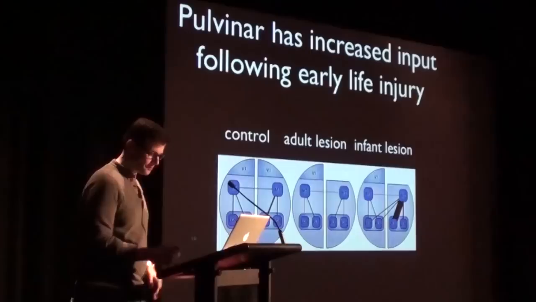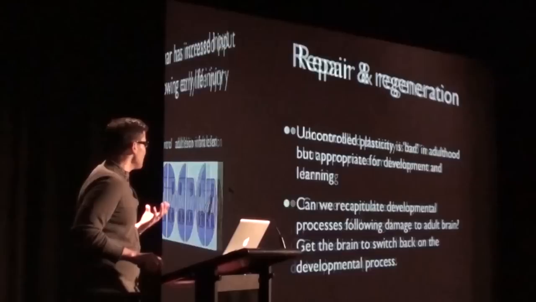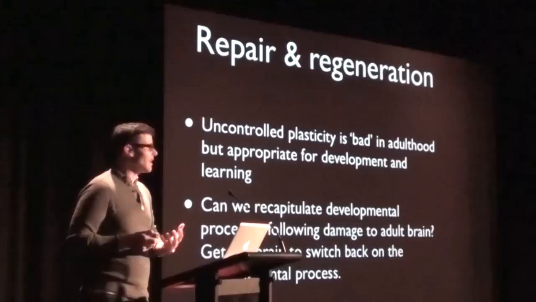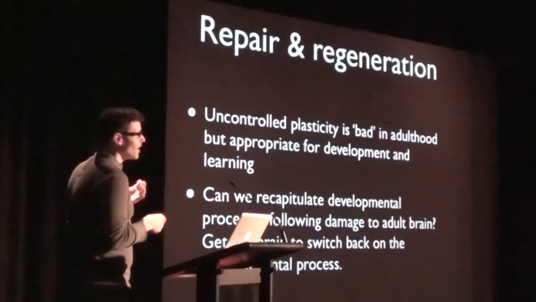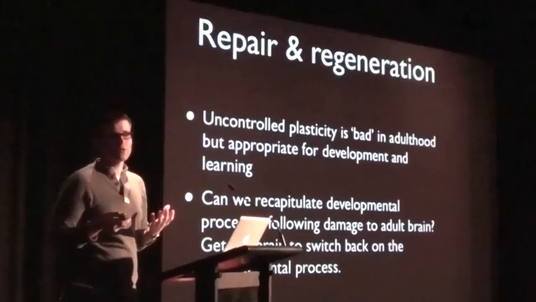So this has really been very complex in understanding, but we really need to get these insights for our understanding of plasticity and injury. I suppose one of the downsides of being a more complex species is that uncontrolled plasticity is actually bad for us in adulthood.